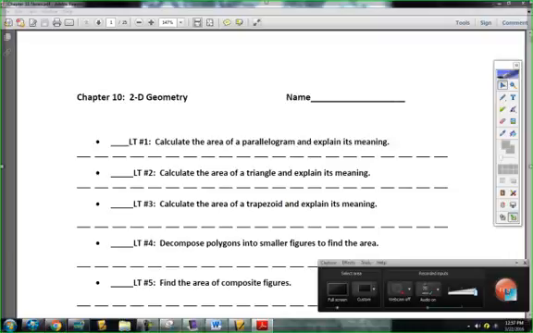Alright, welcome to the Chapter 10, Learning Target number 2 video. Okay, this is where we are going to be calculating the area of a triangle and explaining the meaning.